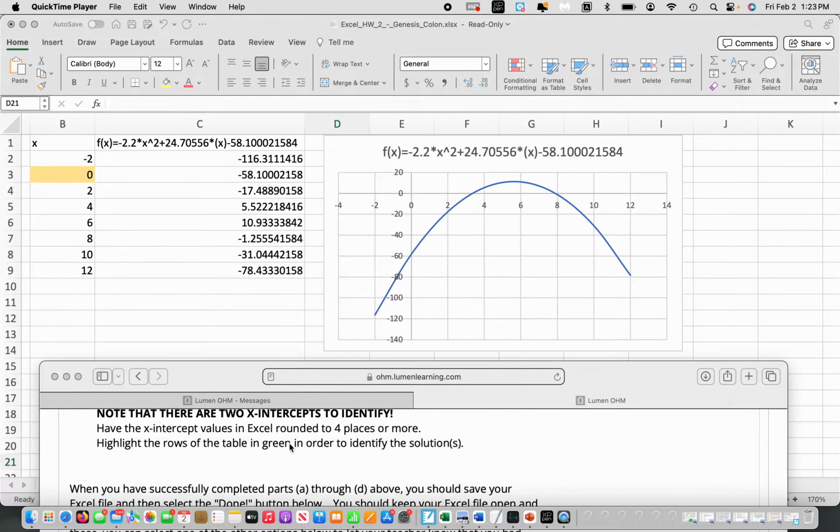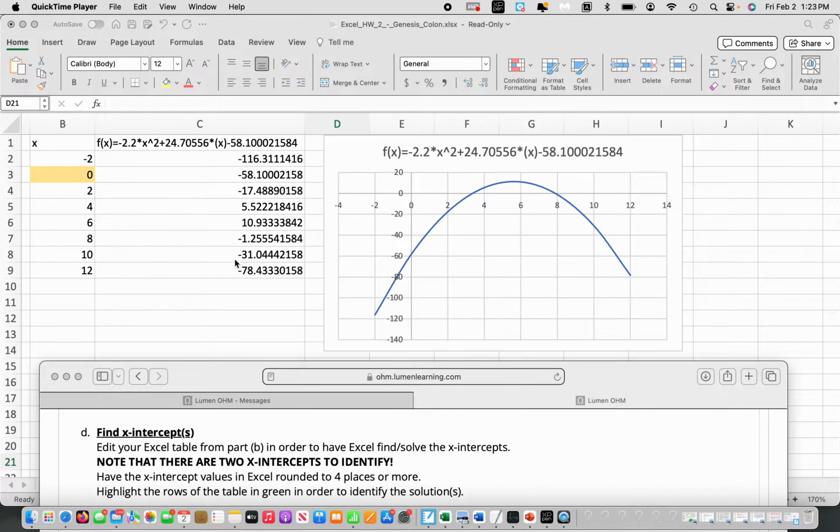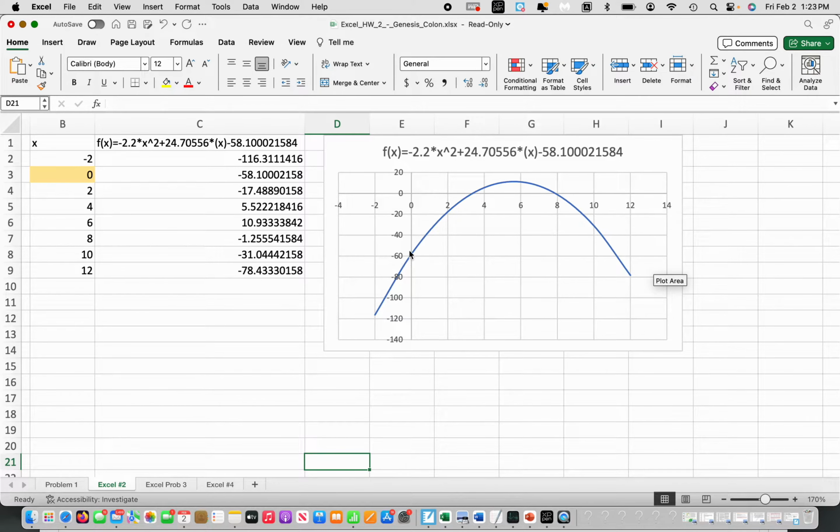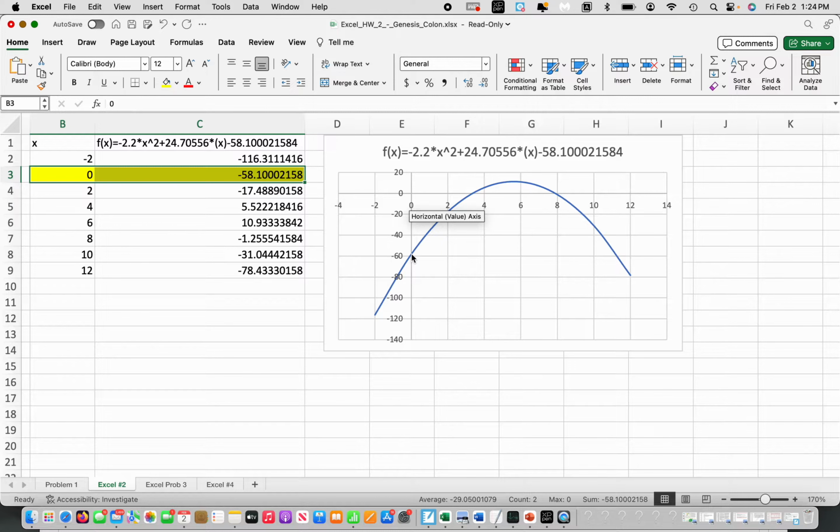Open for problem number 2. The y-intercept of a function, right, is where the x value is 0. So you already have this here. When x equals 0, your y value is equal to negative 58.2. That's where it crosses the y-axis.